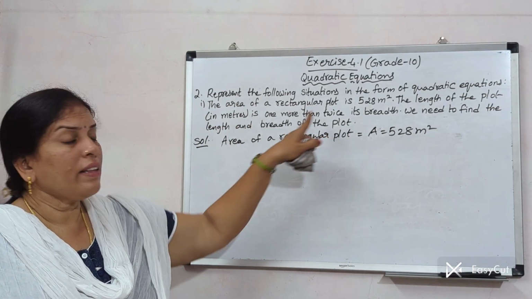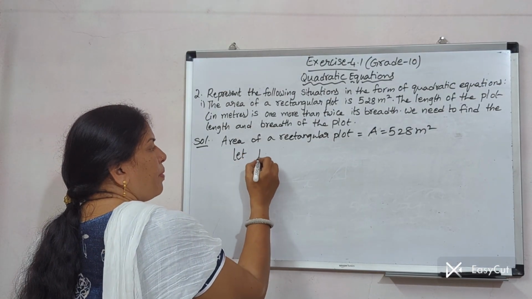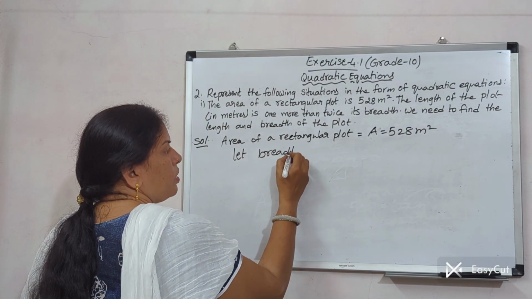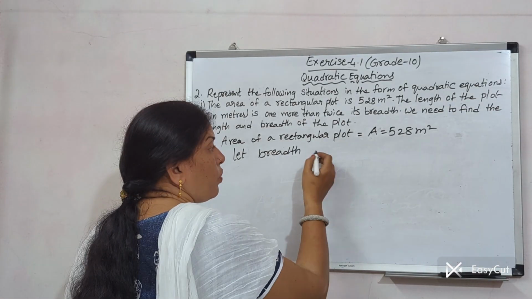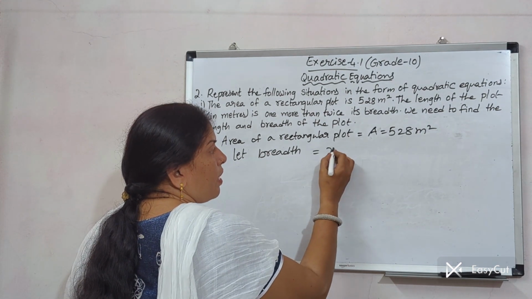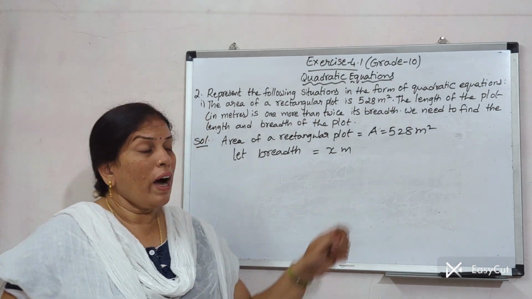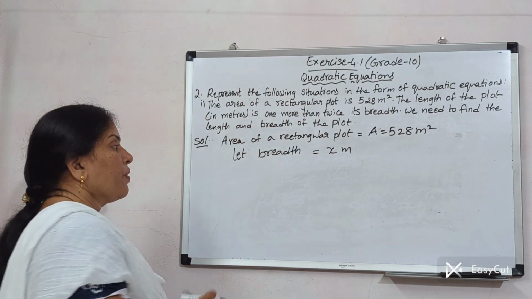What they told, length is based on the breadth. So let breadth of a rectangular plot be x. You can write like that, or breadth is equal to x. Why? Because already we mentioned here this is a rectangular plot. Let breadth is equal to x meters. Why am I writing meters here? In the question they give meters. That's why I am writing meters here.